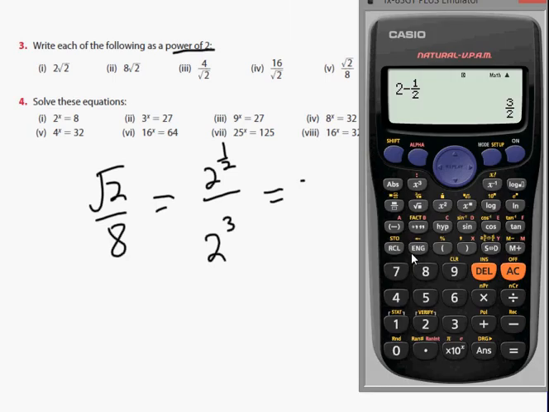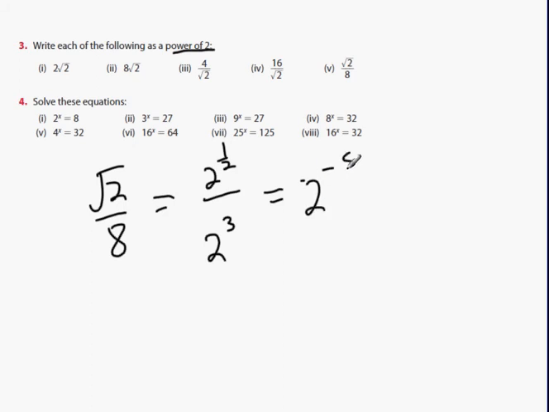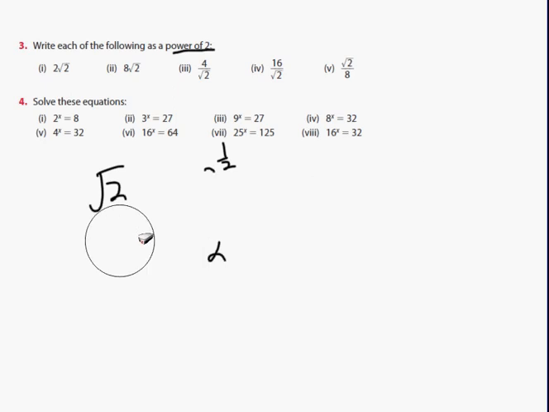So it's going to be a half minus 3. And what do you get? Minus 5 over 2, okay? So it's going to be 2 to the power of minus 5 over 2. Okay, let's start off with the indices questions now, okay?